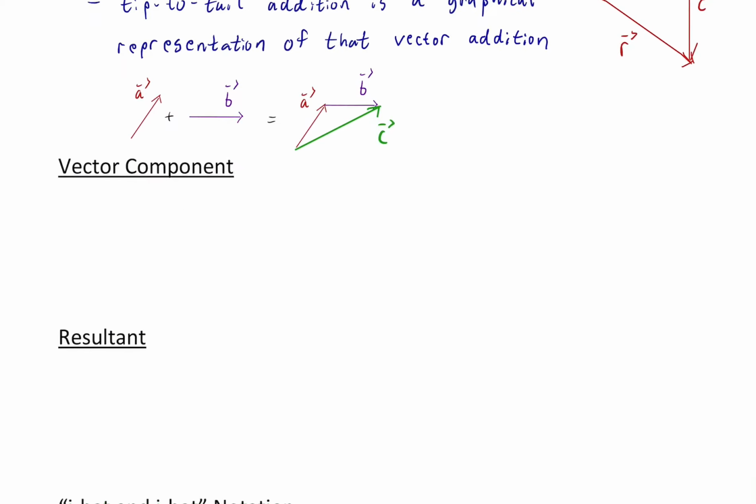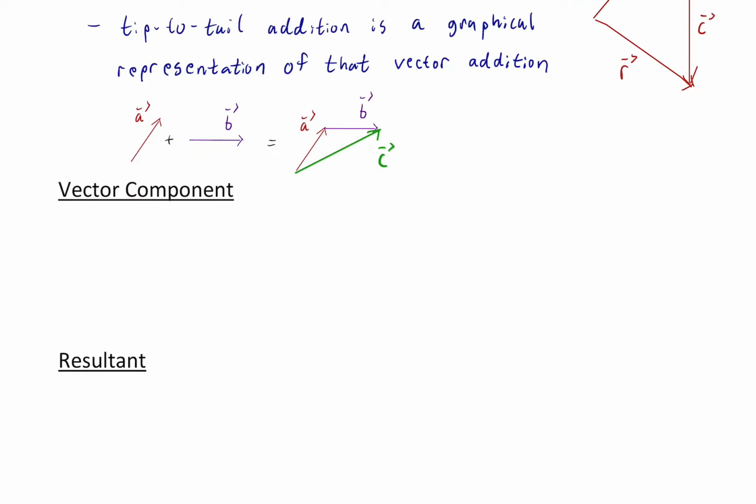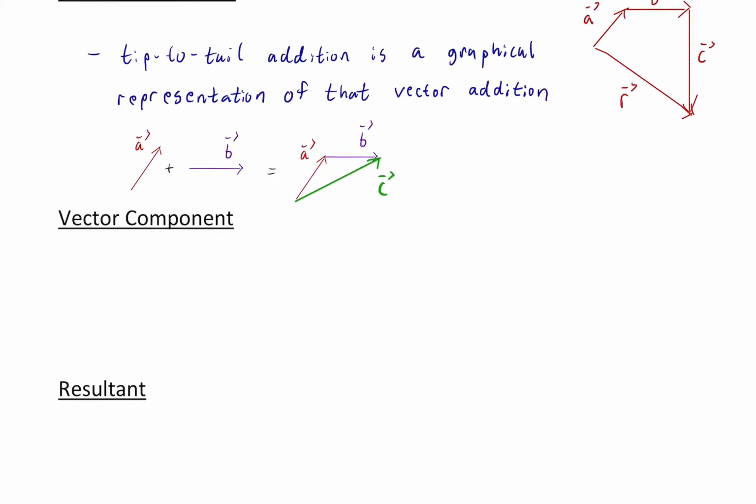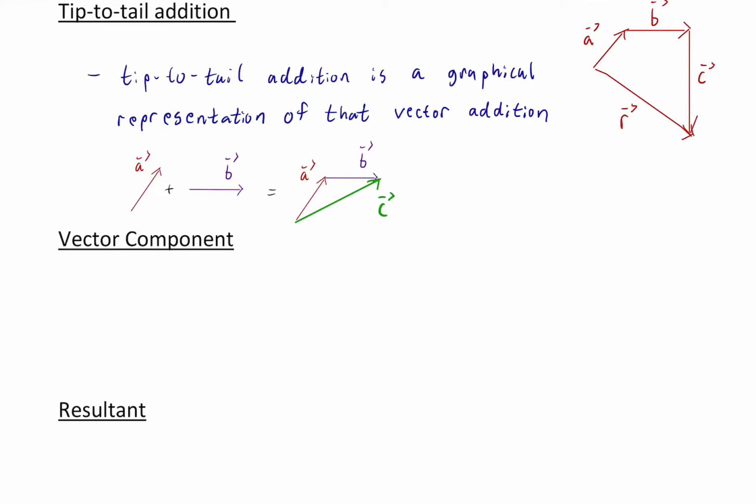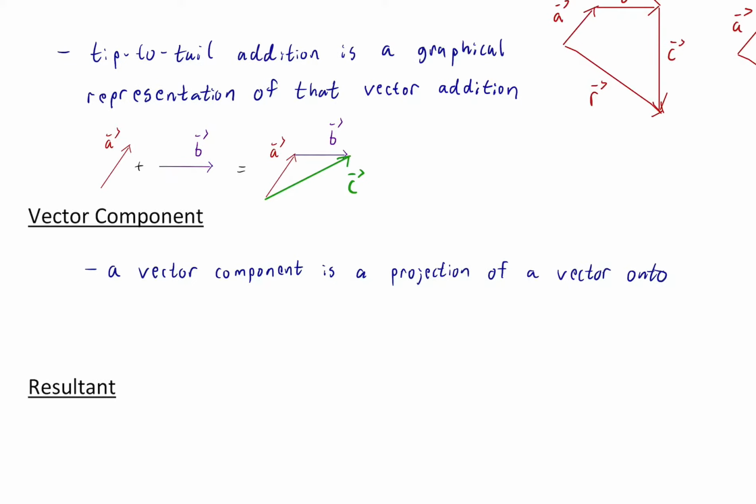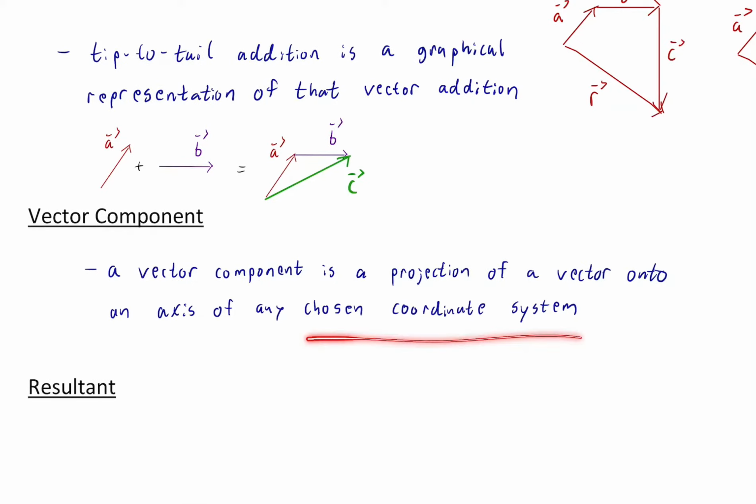Okay? Now, one big thing that we need to consider when we actually do quantitatively add vectors is how do we get the numbers? How do we get the quantities? Well, we do that with the idea of vector components. And vector components are just leveraging the fact that you can think of any vector, like the ones I've been drawing here, A and B and C and R and everything, as just the hypotenuse of a right triangle, where the legs of the right triangle lie upon some particular coordinate system, usually xy or xyz. Okay, so let's look at that. So a vector component is a projection of a vector onto an axis of any chosen coordinate system.